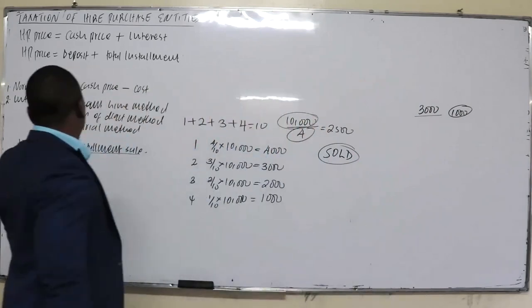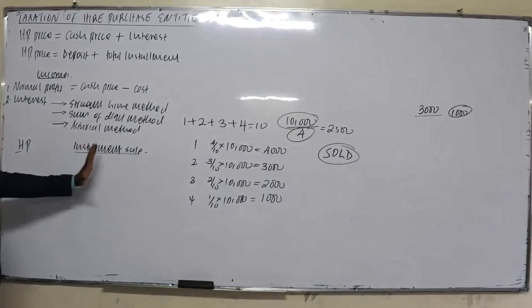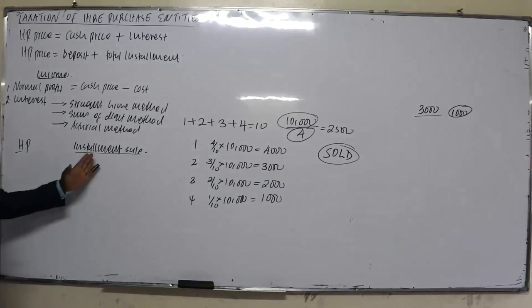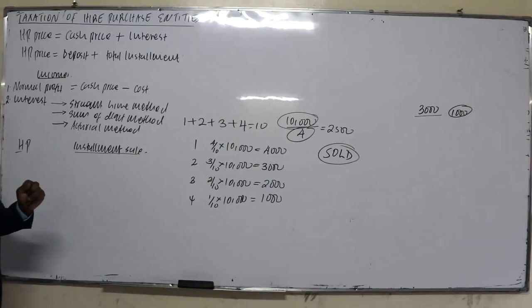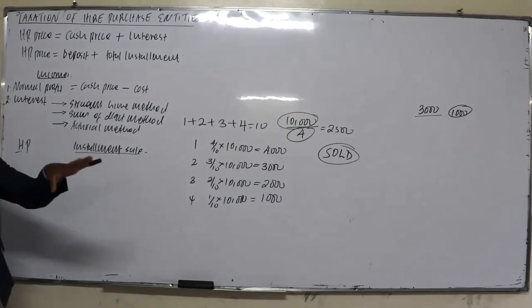So higher purchase possession, you take it immediately upon the payment of the first installment. Installment sales possession will only be after full payment. Higher purchase, on the other side, attracts interest. Installment sale does not attract interest. Higher purchase requires a deposit. Installment sale does not require a deposit. All the amount is paid in installments.